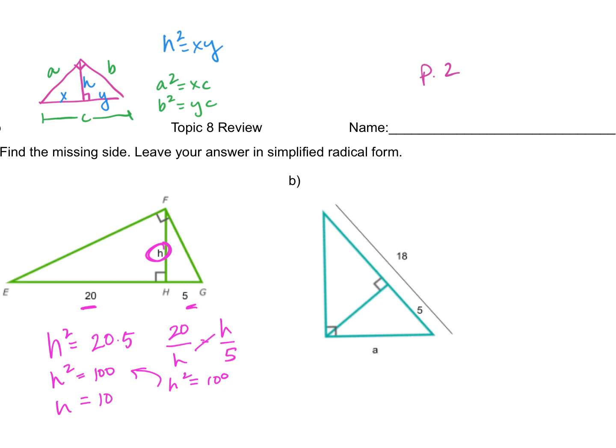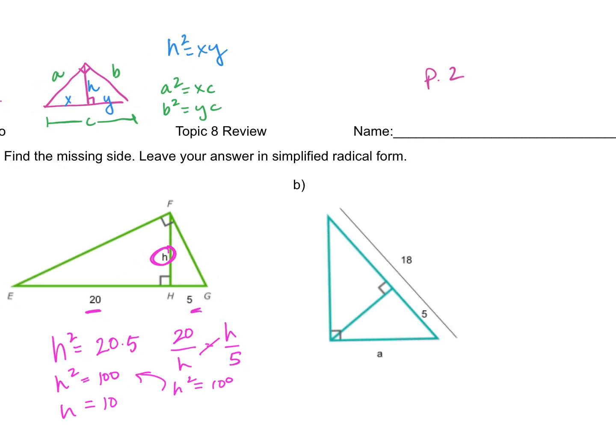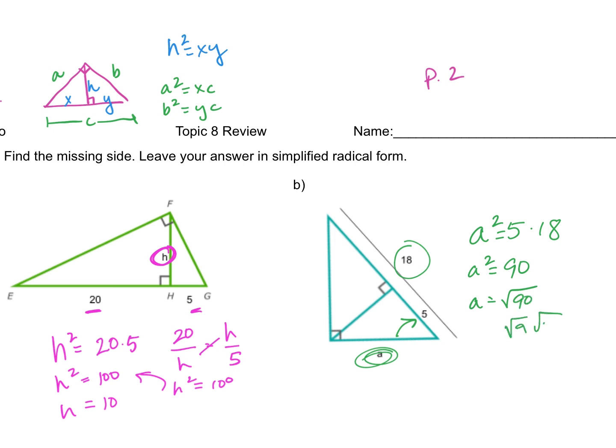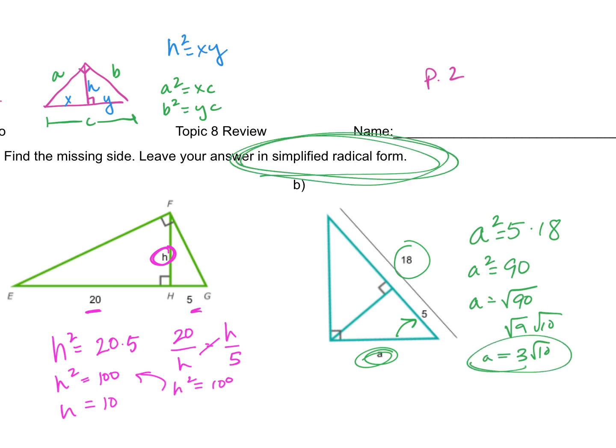On letter B, it's the same idea, but this time we're given a leg. So we're given this guy. So a squared is equal to, and these are part times whole. So the adjacent side, part, times the whole side, 18. So a squared is equal to 90. So a is equal to the square root of 90, which is radical 9, radical 10, 3 radical 10. I am leaving it in simplified radical form because that's what my instructions say to do.